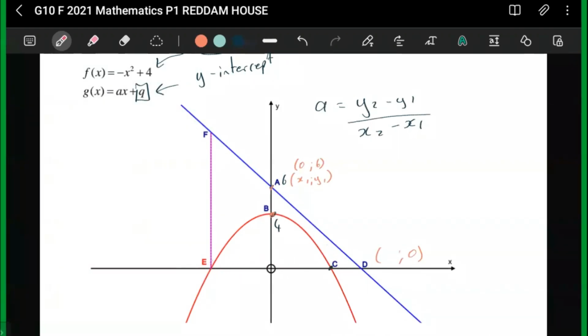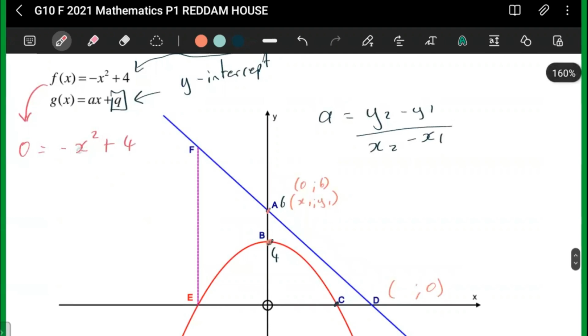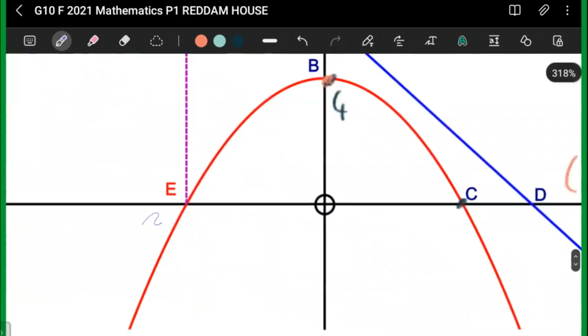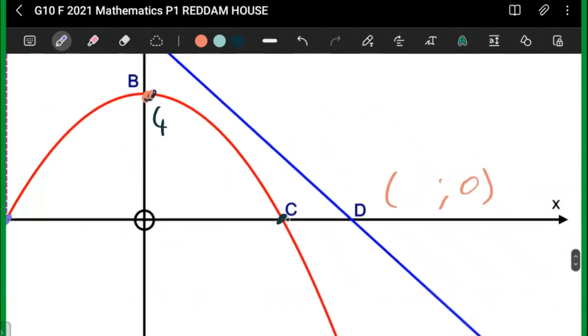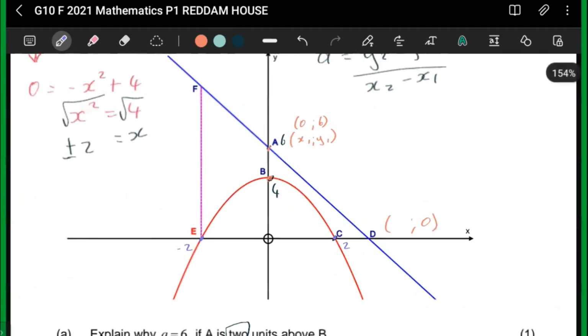To get the x-intercepts, you have to make y as 0. So in this equation, you're going to make y as 0, and then you're going to have here minus x squared plus 4. And then the negative x squared goes to the left, and then you just have to square root both sides. This is going to give you plus or minus 2. That's your x. So here, you're going to put a minus 2. Here, you're going to put a plus 2. So in a situation like this one, you can clearly see that D automatically has to be a 3.